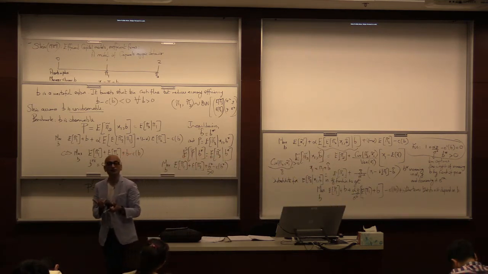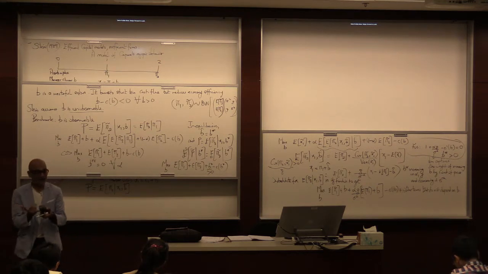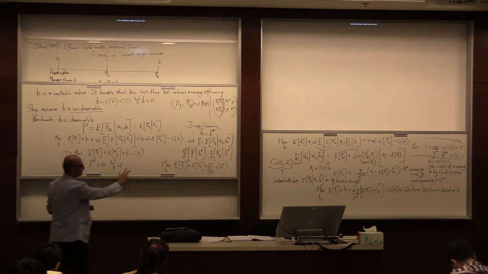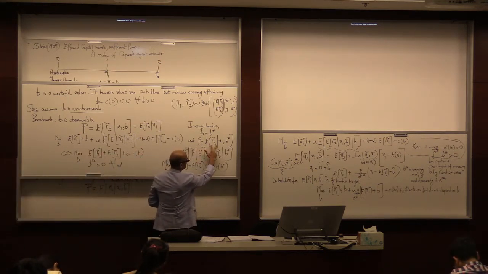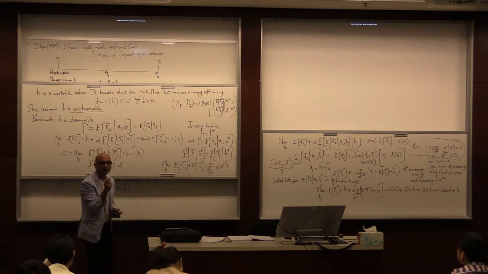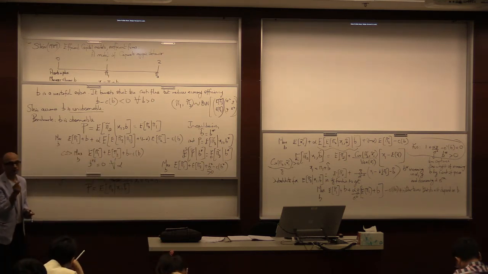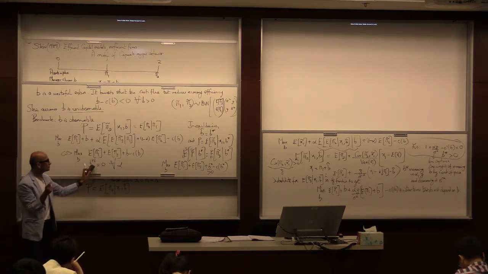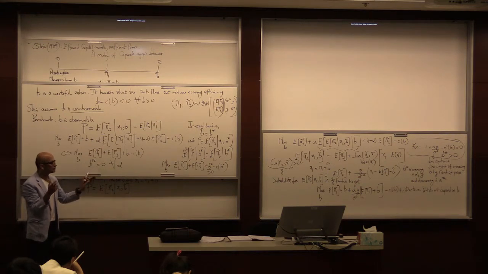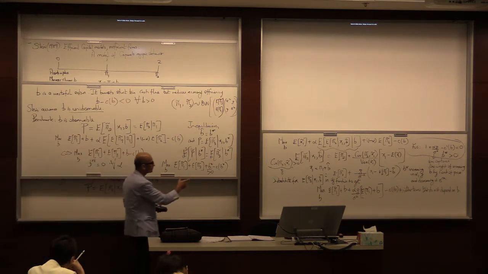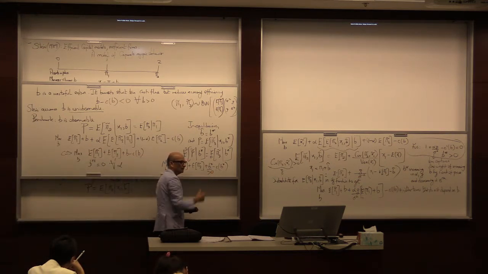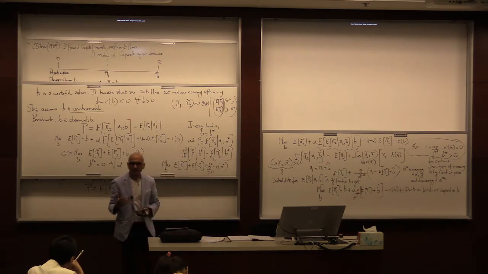Now price is efficient here, because in equilibrium, prices are reflecting fundamentals given all the information of the market. But the decisions are inefficient. B star is not equal to B for full information, which should be equal to 0. You're reducing the expected size of the pie of the firm.